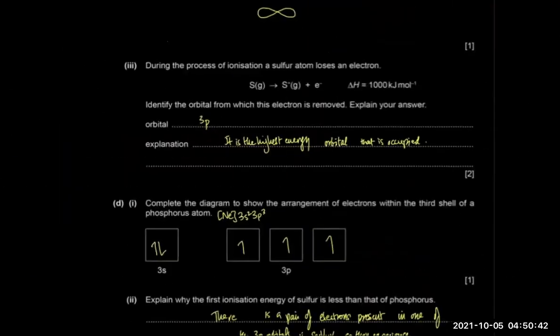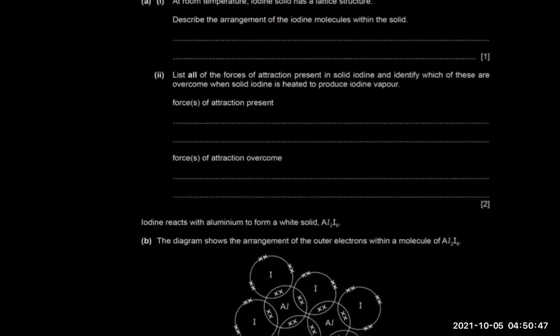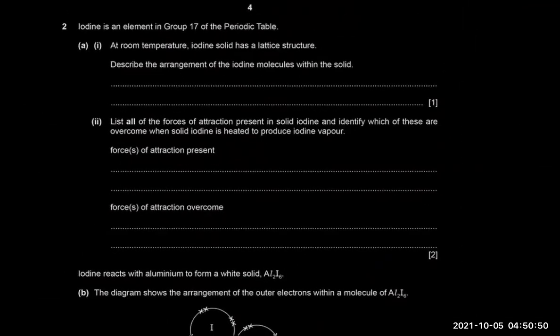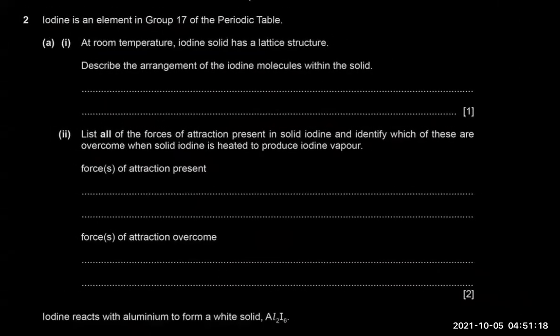It's like 12 marks, 20% of the paper, not bad. Iodine is an element in group 17 of the periodic table. At room temperature, iodine solid has a lattice structure. Describe the arrangement of iodine molecules within this lattice structure. In any lattice structure, this is O levels. In any solid, how are particles arranged? They're arranged in a regular arrangement. Literally, that's the answer. I'm not even kidding. They're held.